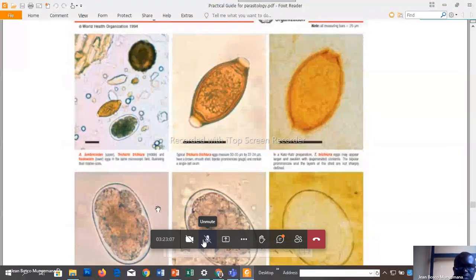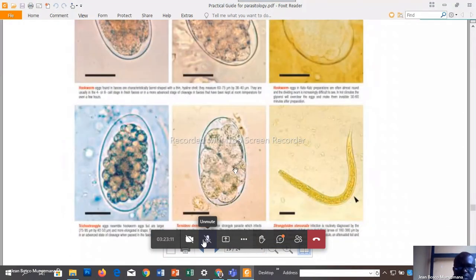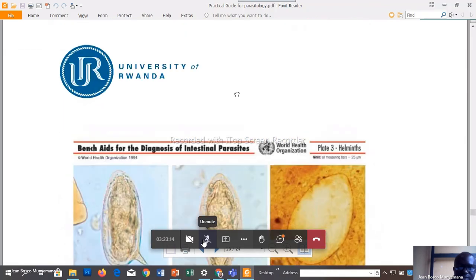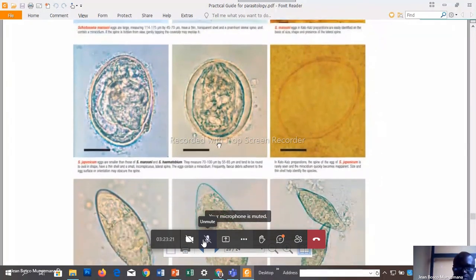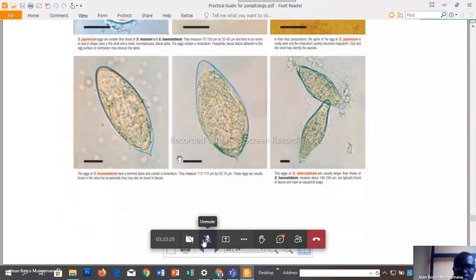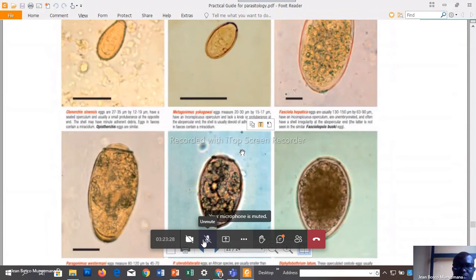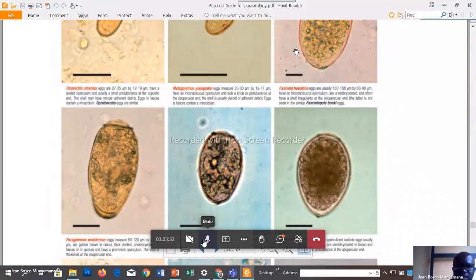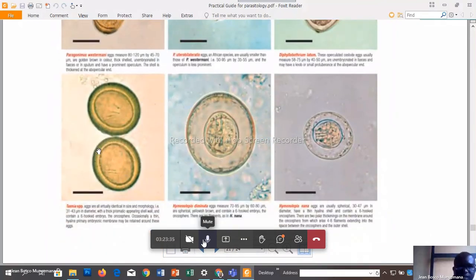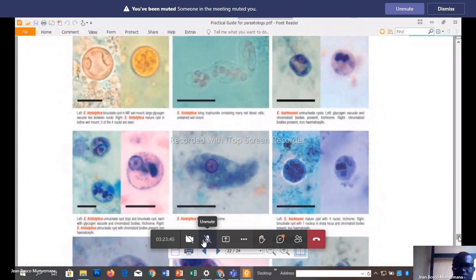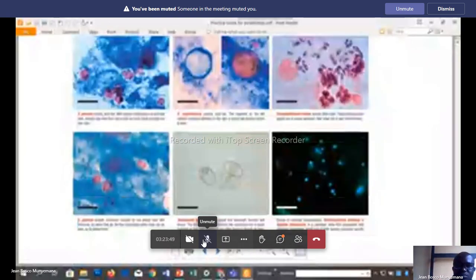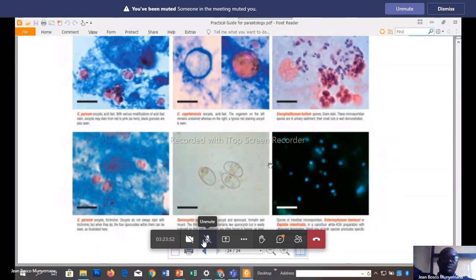This is the hookworm. This is Strongyloides stercoralis. Schistosoma japonicum, Schistosoma haematobium, we have seen them. And also we have flukes, Fasciola hepatica, Paragonimus westermani, we have Taenia species, we have Hymenolepis species, Hymenolepis nana, Hymenolepis diminuta, and we have also Entamoeba. That's all. I'm done for today, and tomorrow we continue with protozoa to complete parasitology.